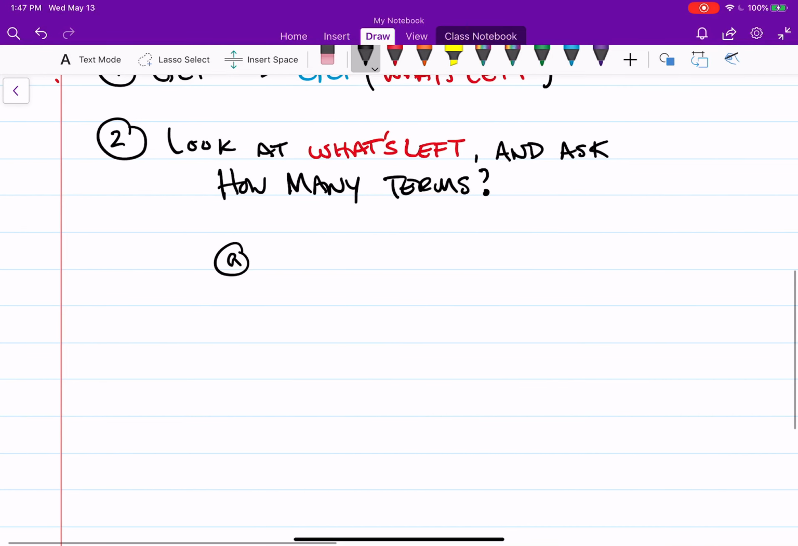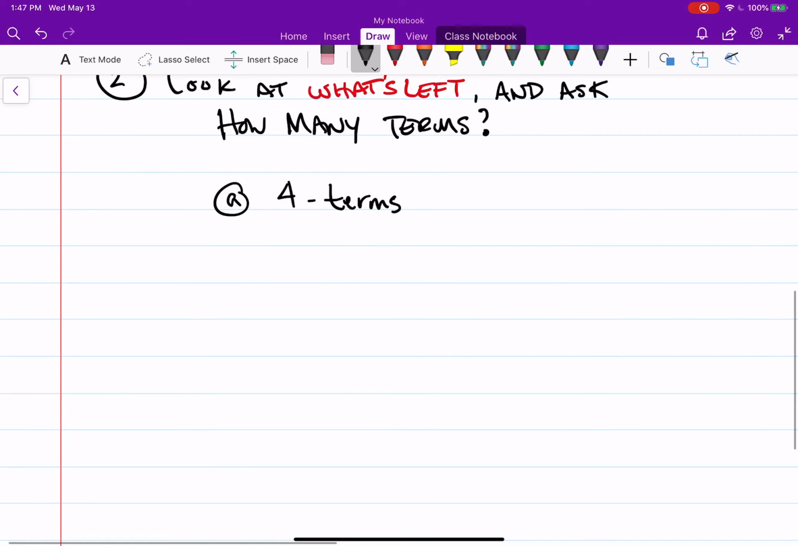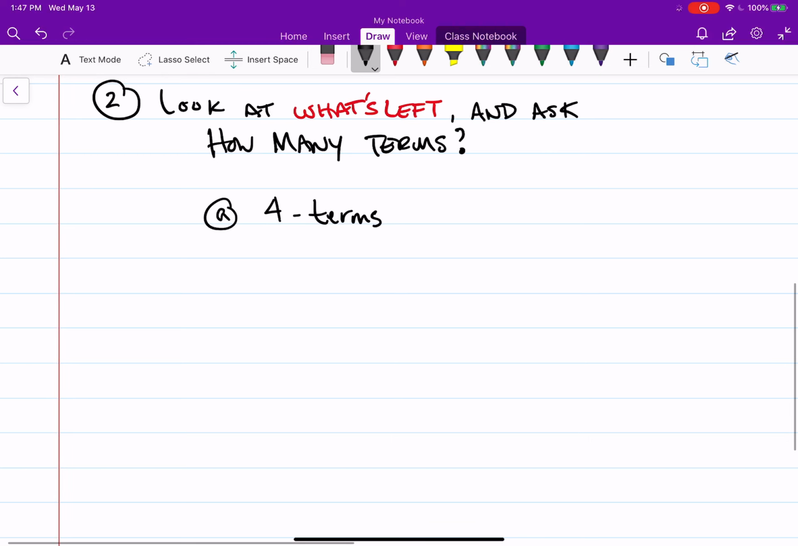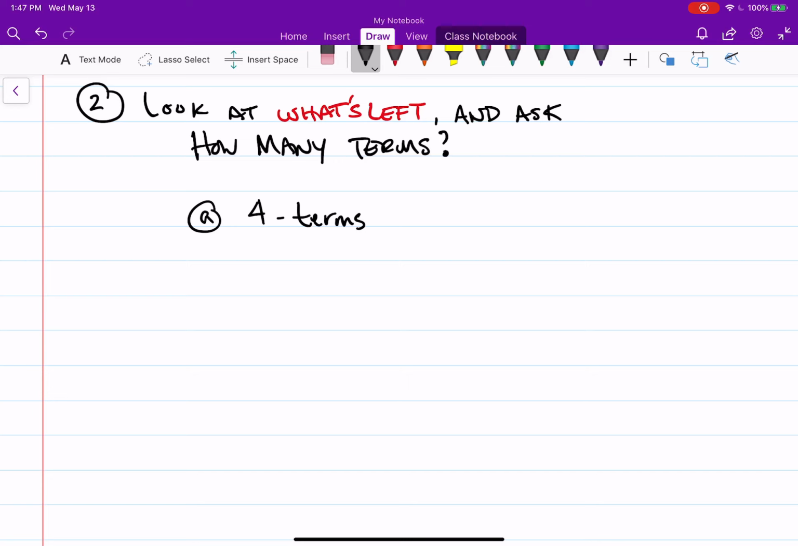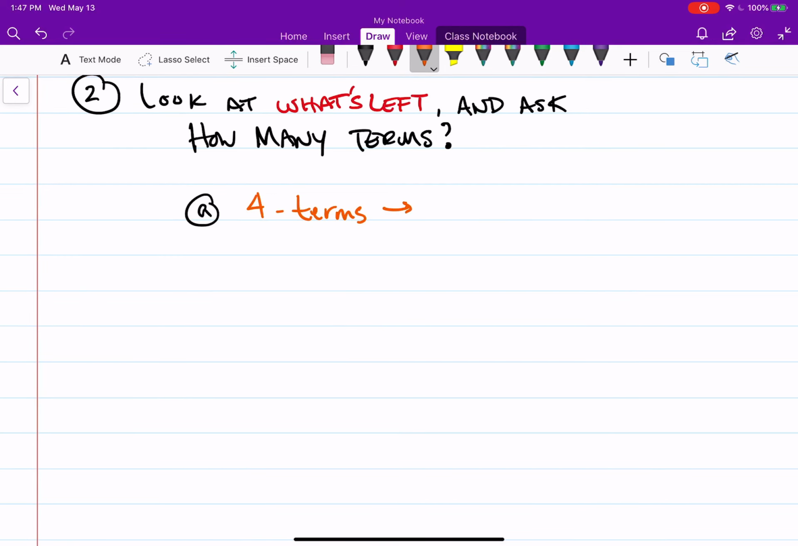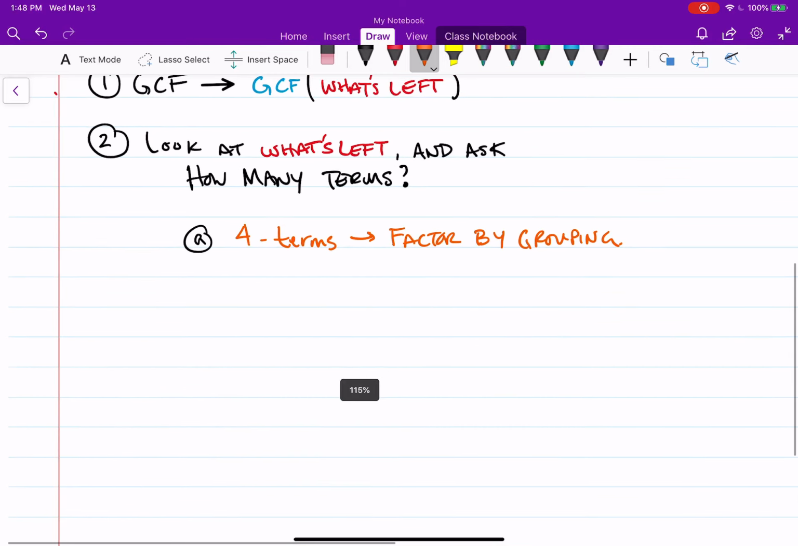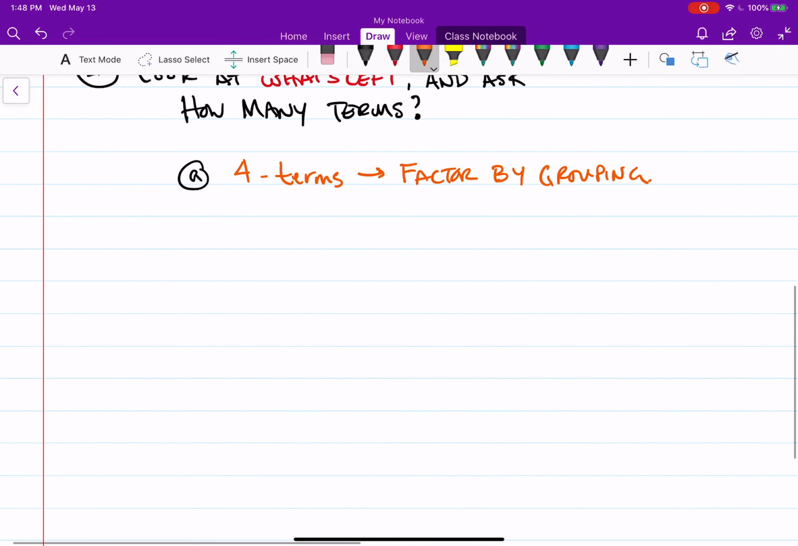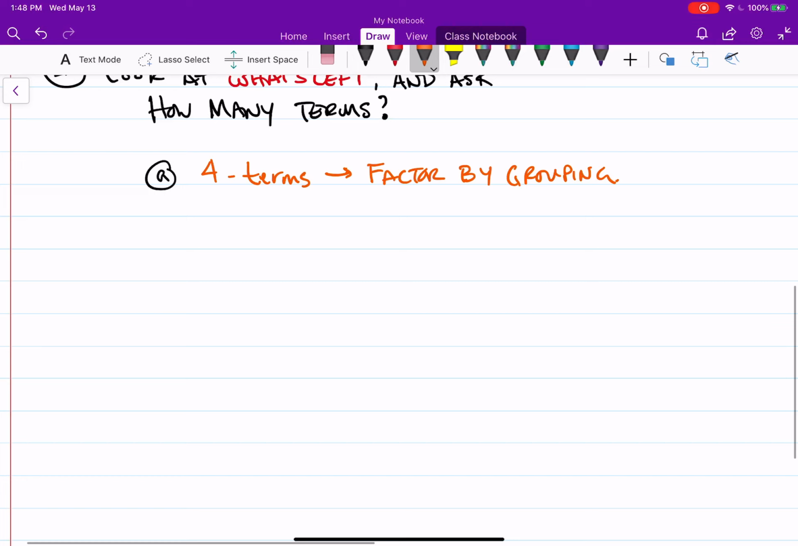Okay? So, A, if it is 4 terms, what do we do? Okay, we do factor by grouping. Now here's my question. What are the steps in factor by grouping?